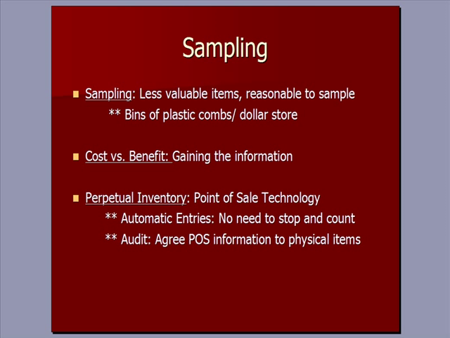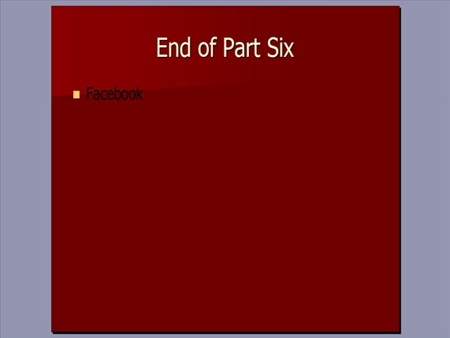And perpetual inventory. Now we have point-of-sale technology with automated cash registers where when we sell something, cost of sales and inventory get automatically adjusted. So there's less of a need to stop and count items, which is perpetual inventory. So the auditor agrees the point of sale information to the physical items.